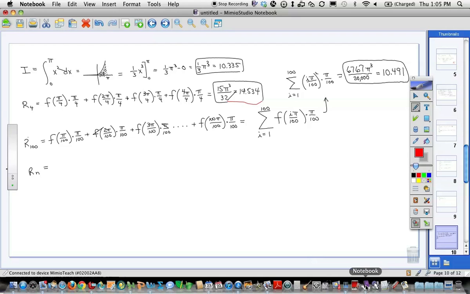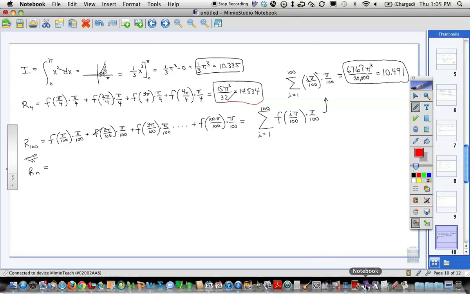Well, now we're going to add that in later. Let's start from scratch, just like we did R100. We're going to have a width of pi over n, because we're going to have pi minus 0, our total width, divided by n subintervals. So our width is going to be pi over n.